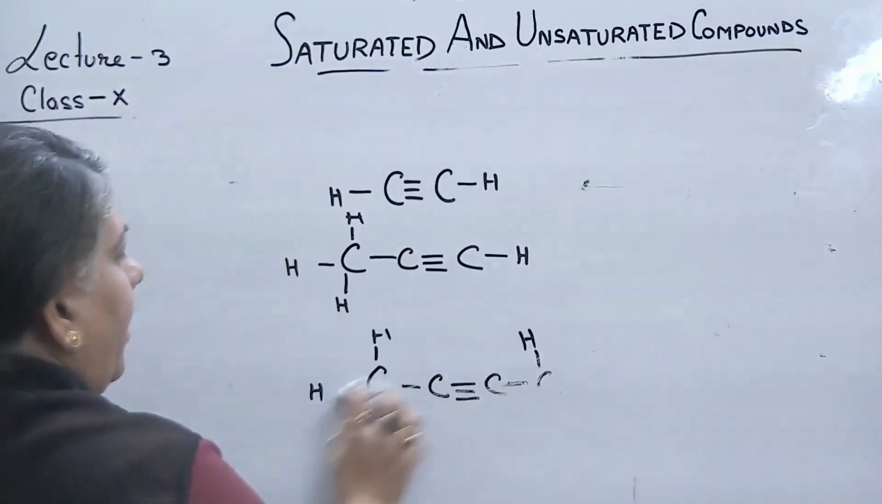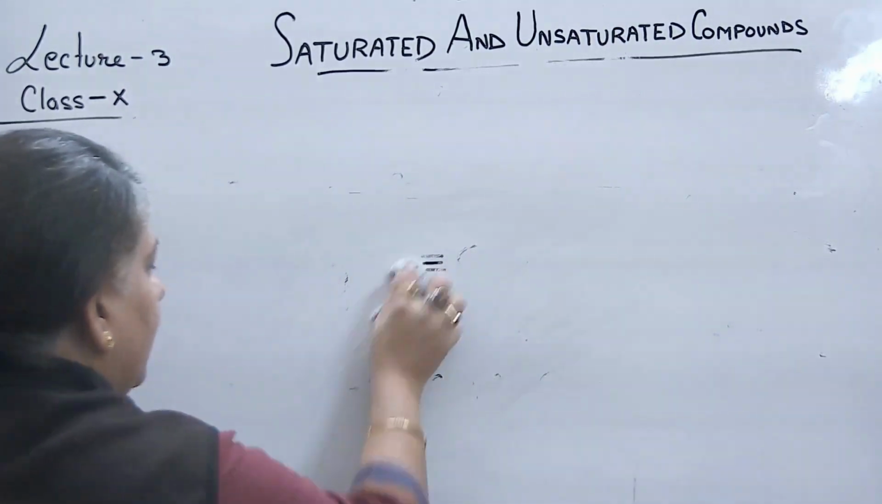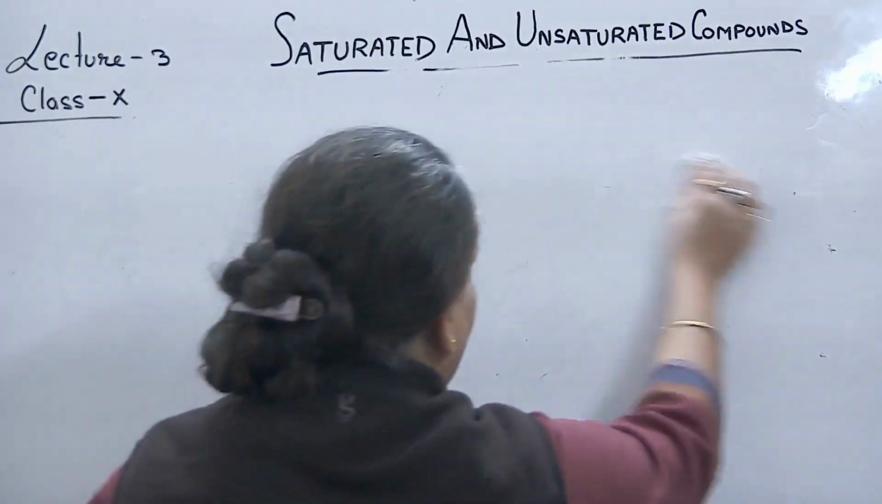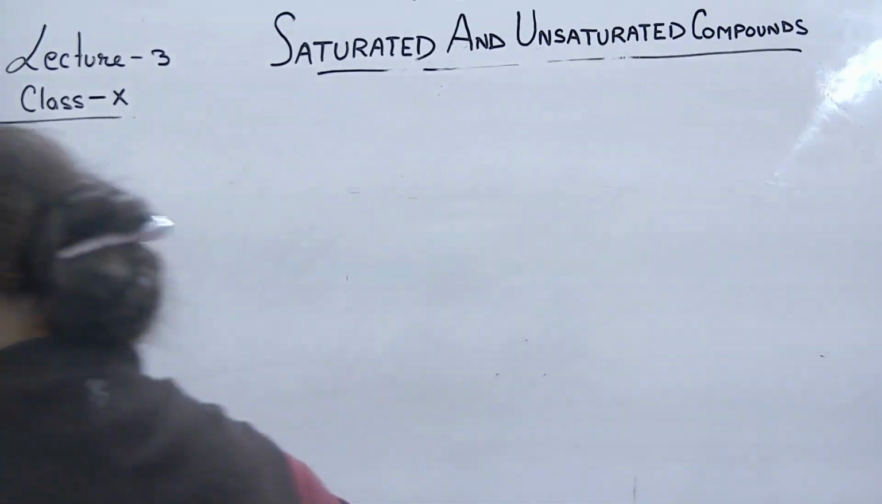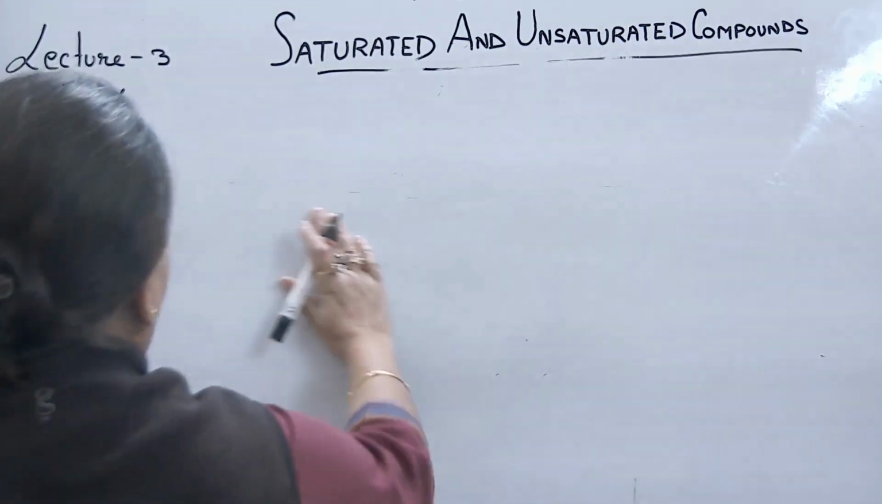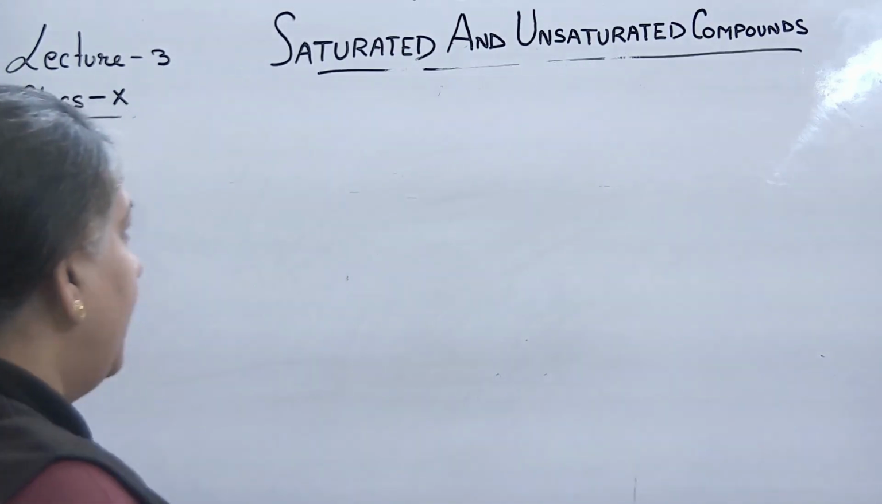See, electron dot diagram of ethane, ethene, and you can also draw ethyne. So let's see the electron dot diagram. It's easy. If you know how to make covalent bonds, then it is quite easy.